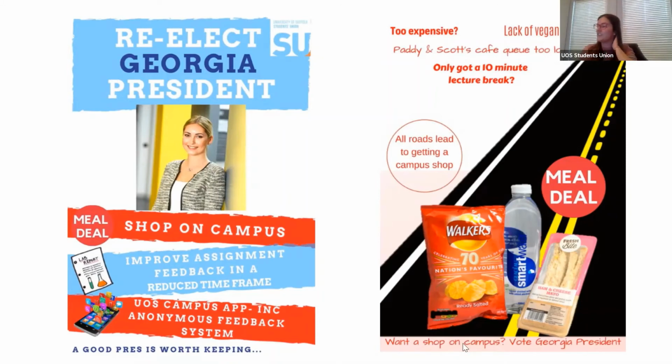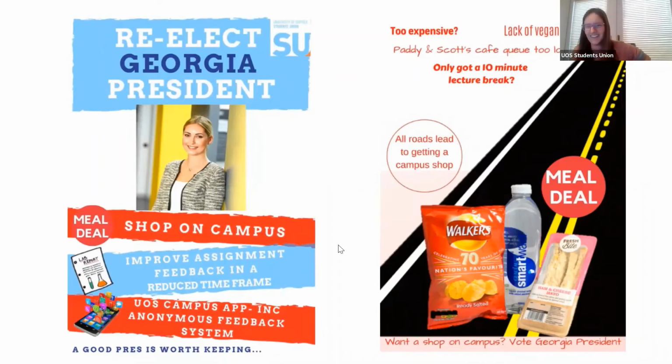And then she's asking, want to shop on campus, vote Georgia. This is very, very simple. Maybe I would critique her diverse fonts. I would stick to one font, but the messaging is spot on. And on her poster also, she has three campaign points: shop on campus, improve assignments, and an app for anonymous feedback. And then her slogan type messages, a good press is worth keeping. Again, very good. We're talking about a re-election here.